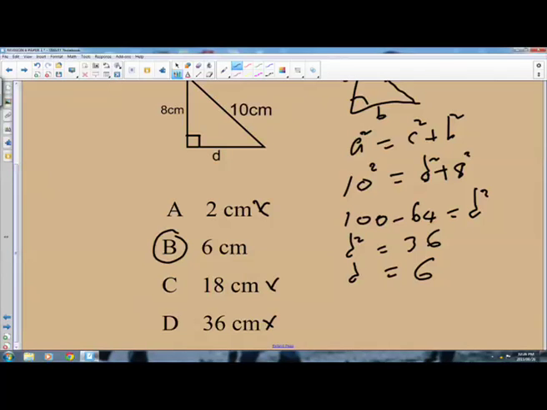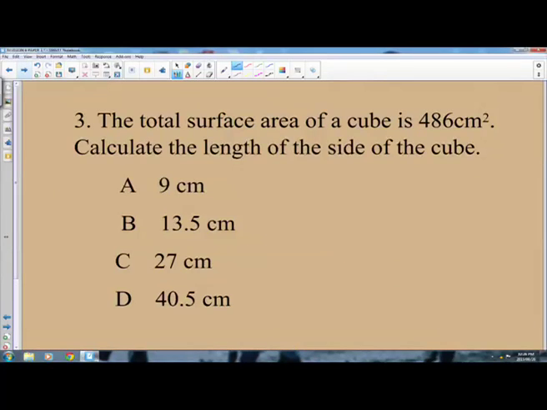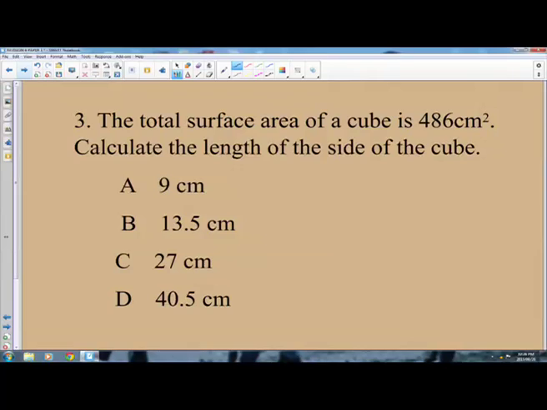That's how you apply the Pythagoras rule. And then what about the next revision question? The total surface area of a cube is 486 centimeters squared. Calculate the length of the side of the cube. So this is a cube, and a cube has 6 equal sides. So the total surface area of a cube will be 6 times the area of the individual side. We don't know the area of the individual side, so the total surface area is given by 6 times x, where x is the area of a side.